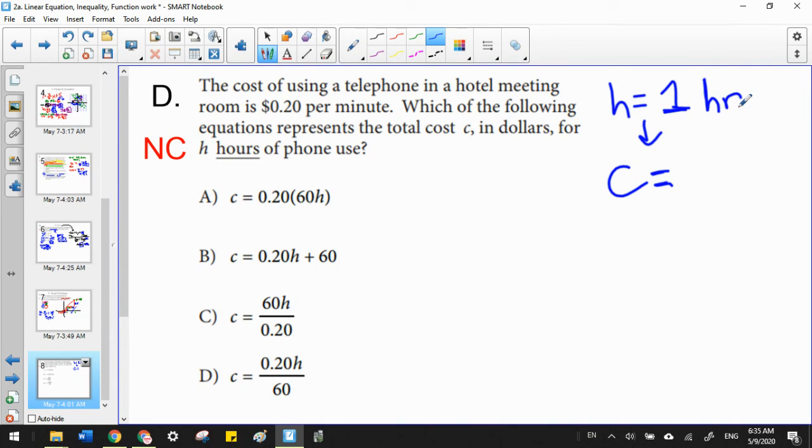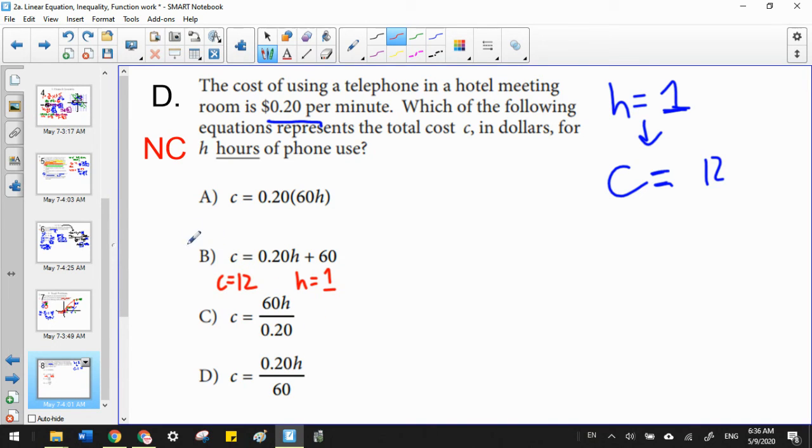And now, instead of using the equation that we could have figured out, I'm going to use my common sense. The cost of using a telephone in a hotel meeting room is 20 cents per minute. And 1 hour is 60 minutes, so I paid this 20 cents 60 times, so then this must be $12. Which you can really just write as 12, ignore these variables because you don't want to think about them anymore. And now, between these 4 equations, I just have to think which one of these equations when I plug in H equals 1, the C is going to pump out a 12.